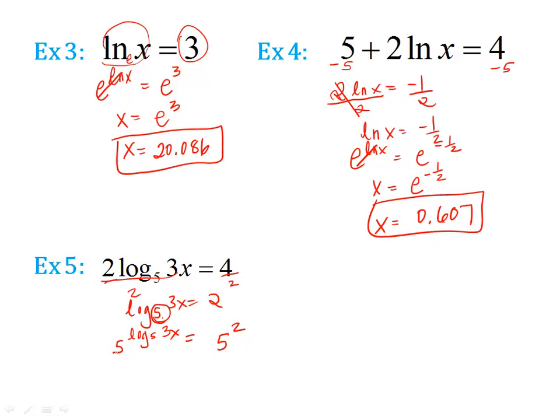So what happens is that 5 raised to the log base 5 will cancel out. The 3x drops down, and 5 squared we know is 25. Divide by 3, x will then be 8.333. Okay, so the thing about this one is that you have a different base, which means you're just going to create a different base when you create the exponents. Okay.